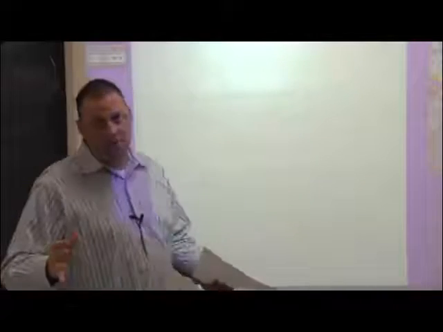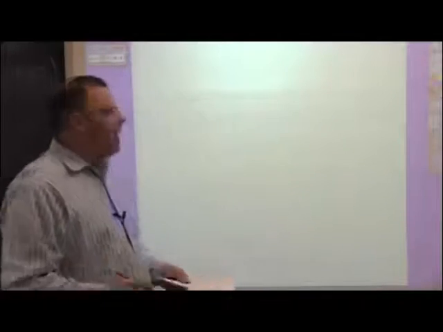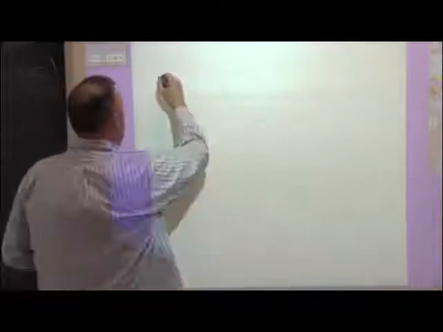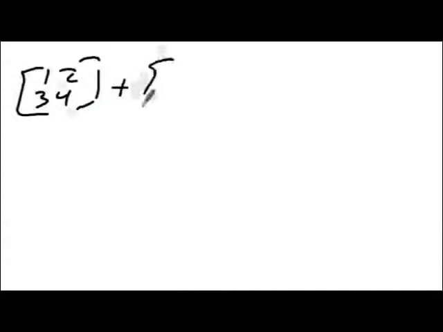First of all, when you add and subtract matrices, they have to be the same dimension. They have to be the same size and shape, bottom line. So let me give you an example of two matrices that are the same size. 1, 2, 3, 4. And then say we're going to add another matrix, same size, 2x2, 5, 6, 7, 8.